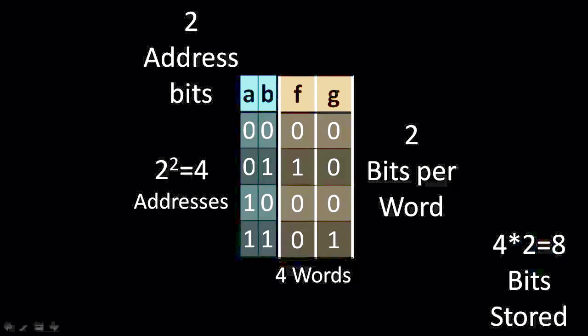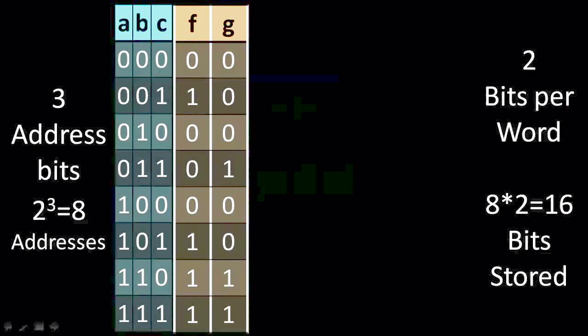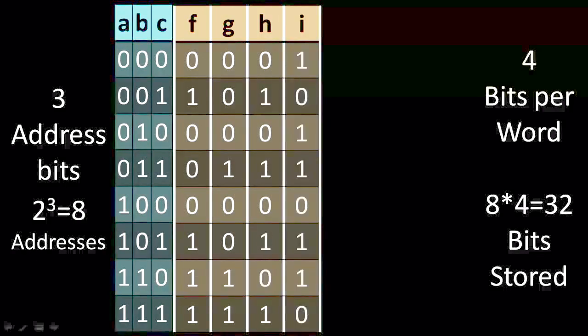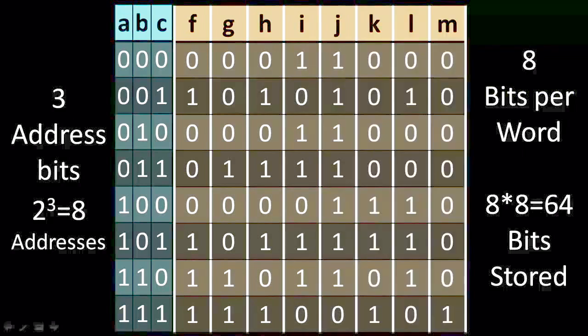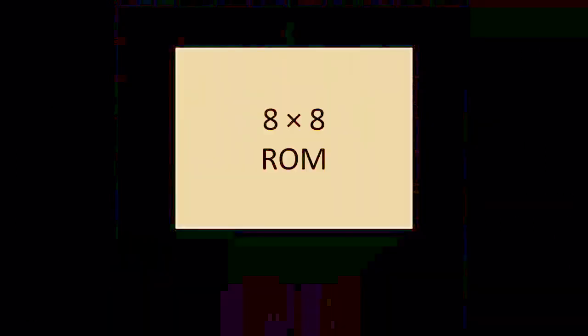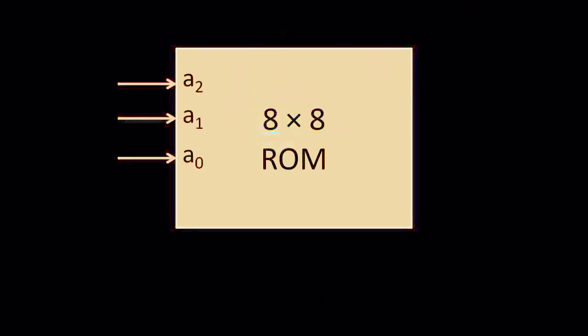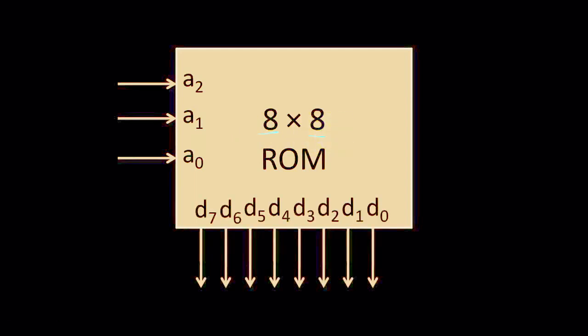If we want to double the number of addresses in a storage device, we simply need to add 1 additional address bit. In contrast, if we want to double the number of bits per word, we need to double the number of bits stored at each address. When we include a storage device in a circuit, we will typically indicate the dimensions of the storage device, where the first number reflects the number of addresses, and the second number reflects the number of data bits per word.